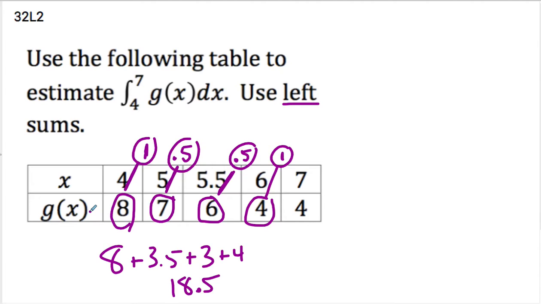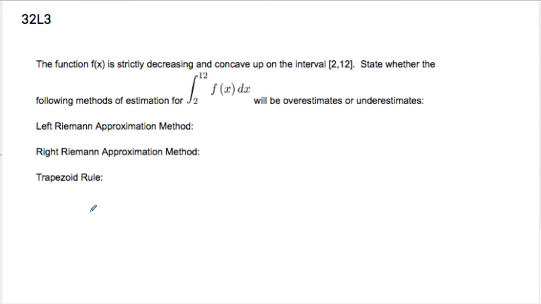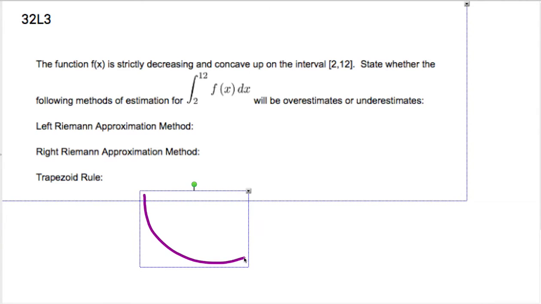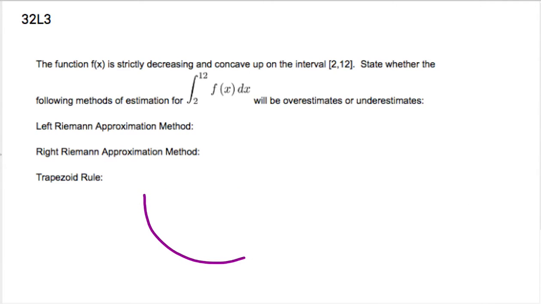All right, and the last free response question. A function is strictly decreasing and concave up. Decreasing and concave up looks like that. State whether the following methods will be overestimates or underestimates. All right, so if I do a left Riemann approximation method, I'm going to break this into rectangles. I'm going to find the height from the left side. Well, those rectangles are over the actual function, so this overestimates it.